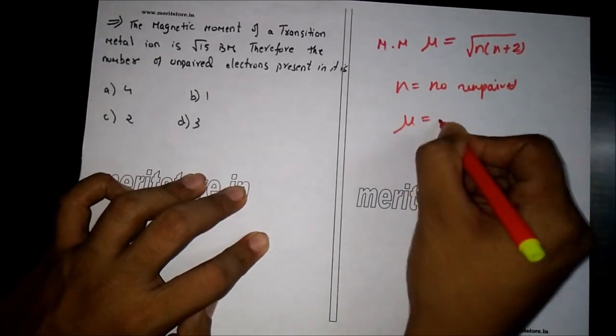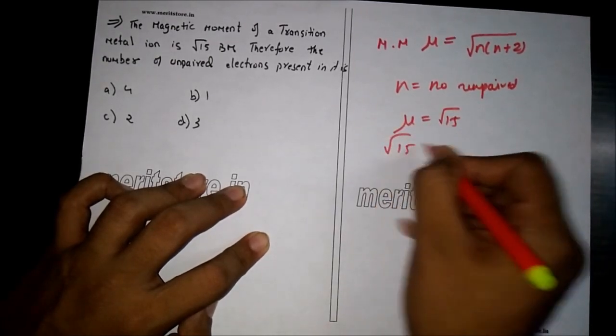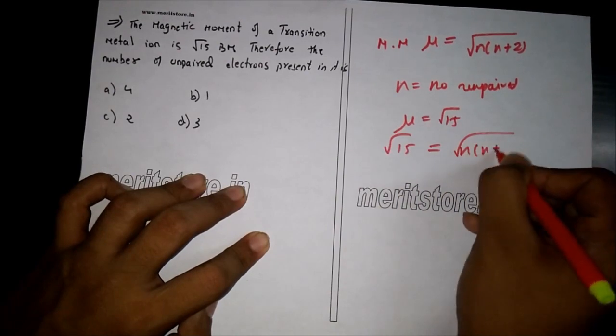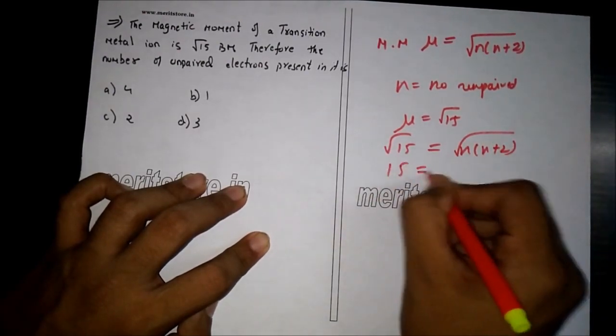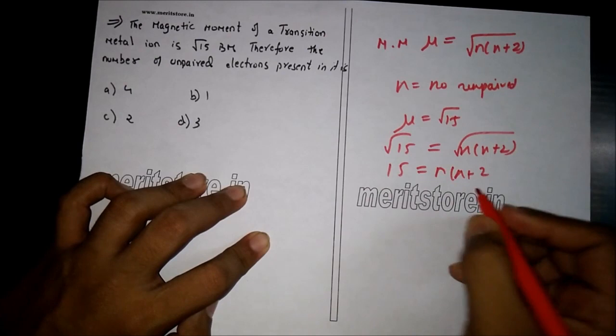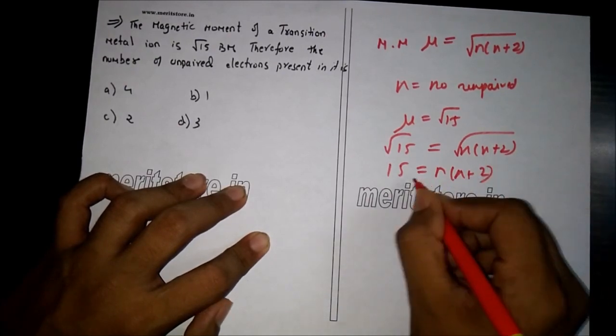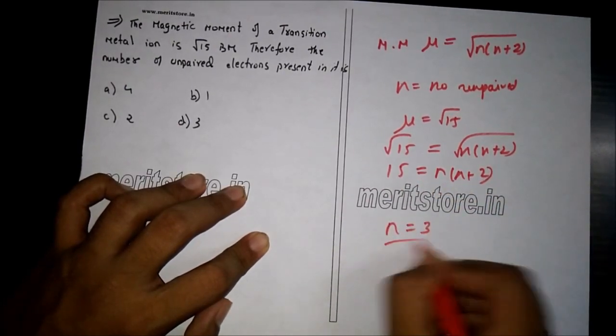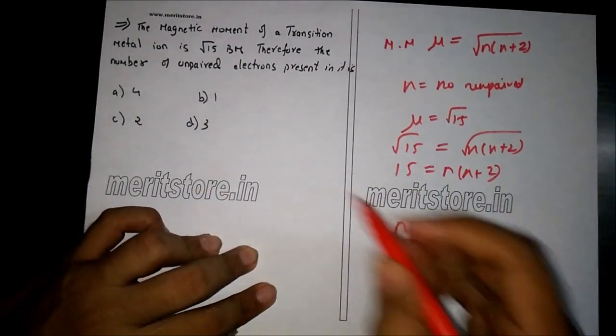Now given mu is equal to root 15, therefore root 15 is equal to root of n into n plus 2. Squaring both sides, we get 15 is equal to n into n plus 2. Therefore this is only possible when n is equal to 3. Therefore the correct answer is option D, 3.